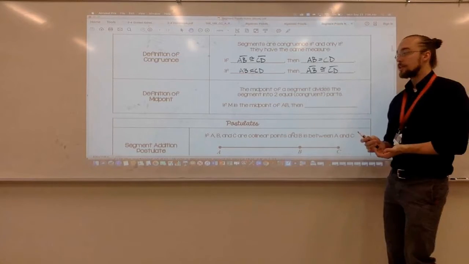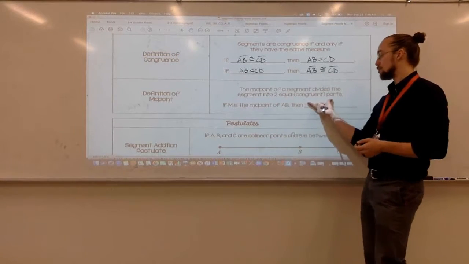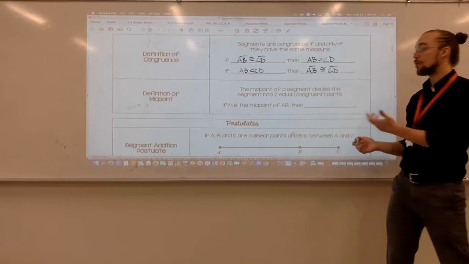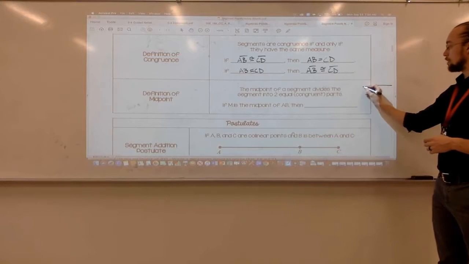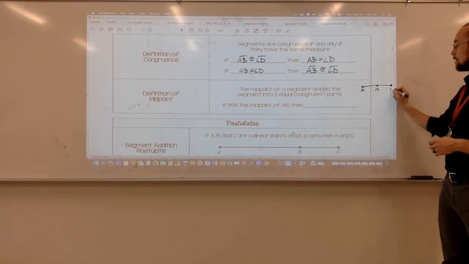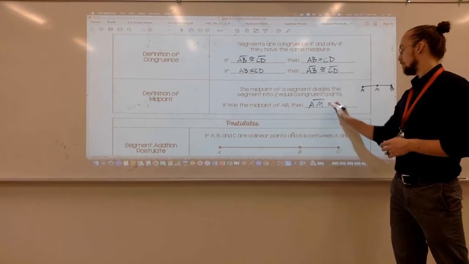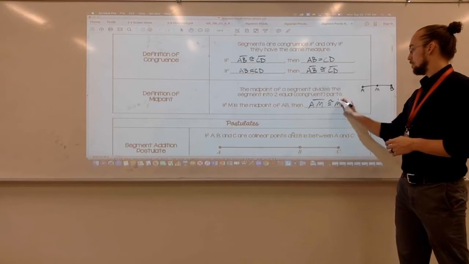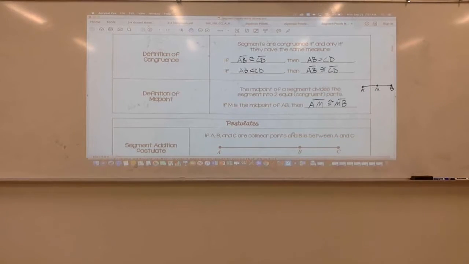Then our definition of a midpoint. We've worked with midpoint a lot already. It says the midpoint of a segment divides the segment into two equal or congruent parts. So if M is the midpoint of AB, visually we've got some segment where M is exactly in between A and B. Well, then I can claim that AM is congruent to MB. If I know that M is the midpoint, I can say those two halves of the segment are congruent to each other.